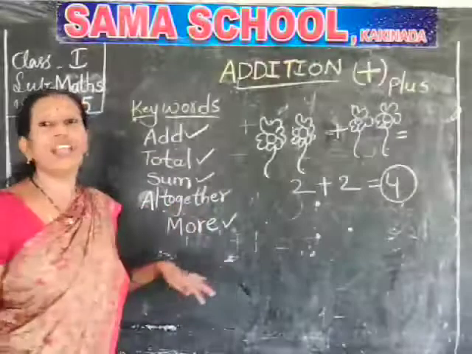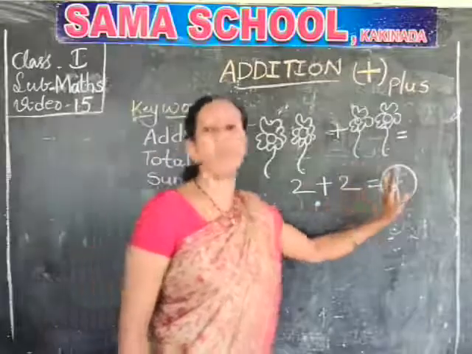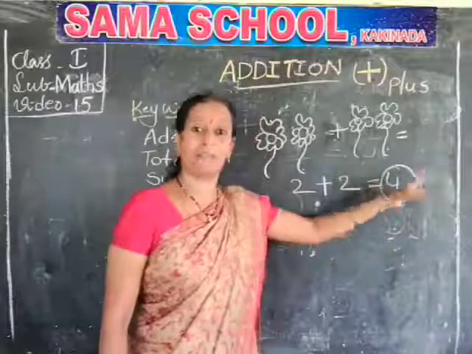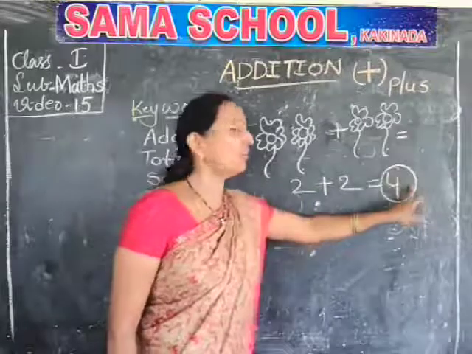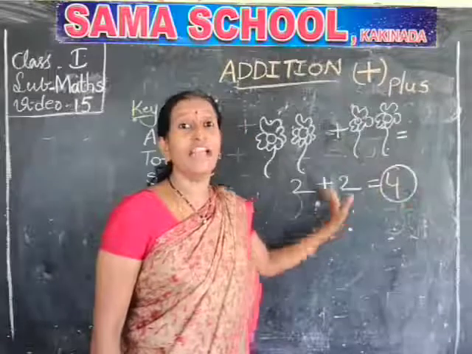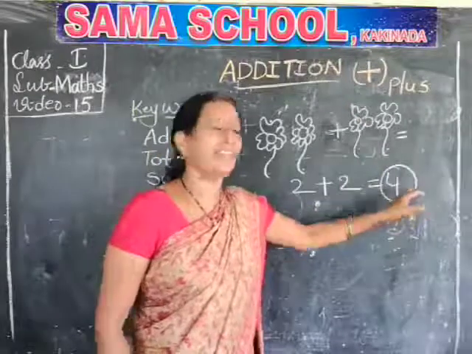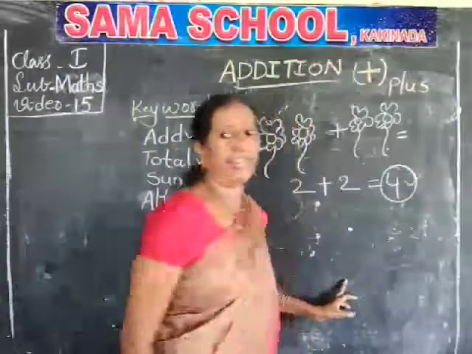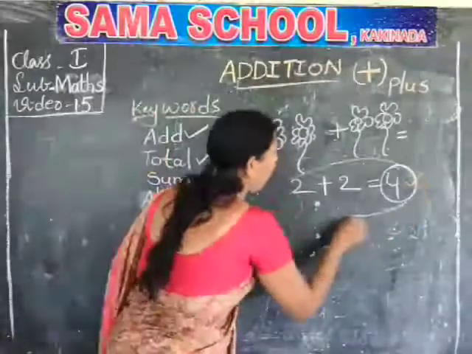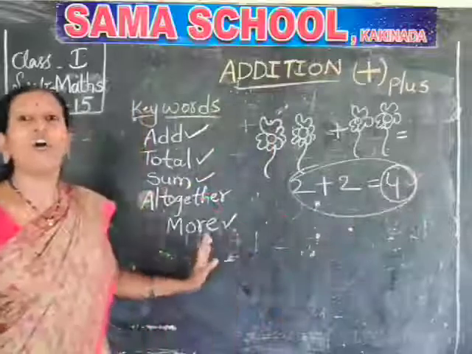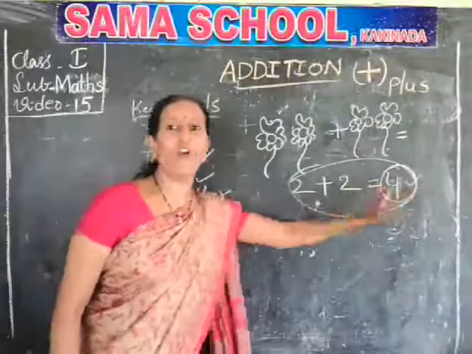Sum or total means, when we add these 2 numbers, what do we get? The sum is the answer you are getting. 2 plus 2 is 4. So you are adding these 2 numbers, you get the sum, which means total. This is called total. No children? Like this. This is all together. 2 plus 2 equals 4. No children?